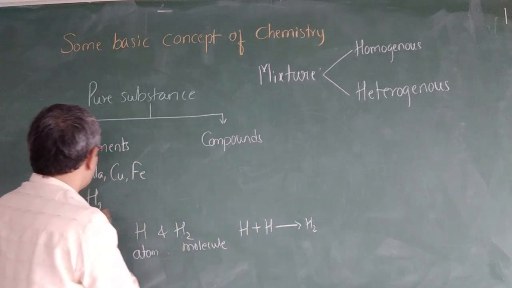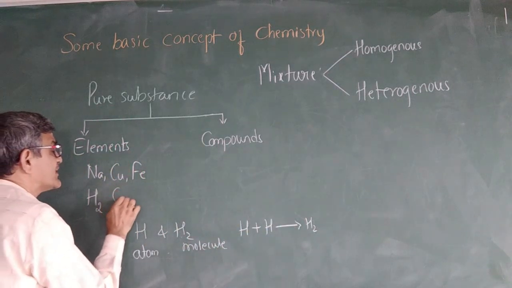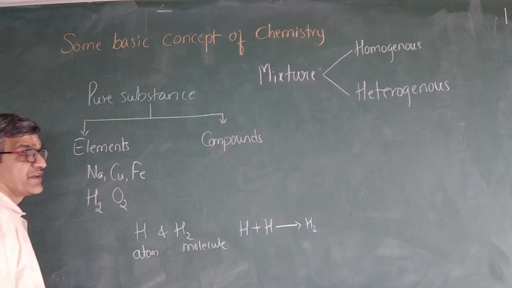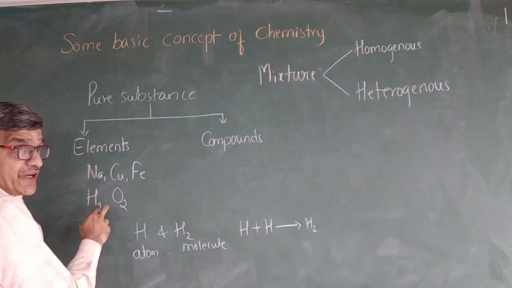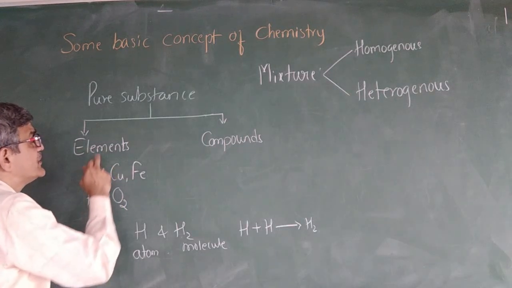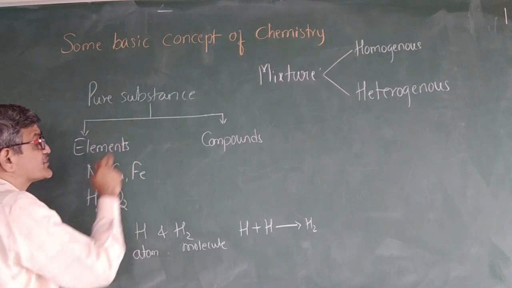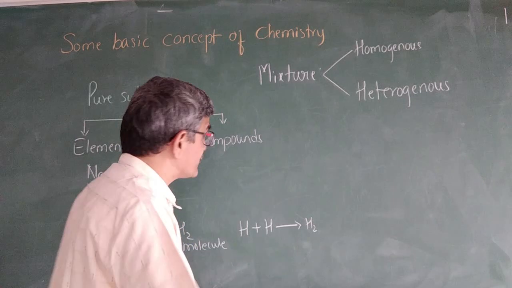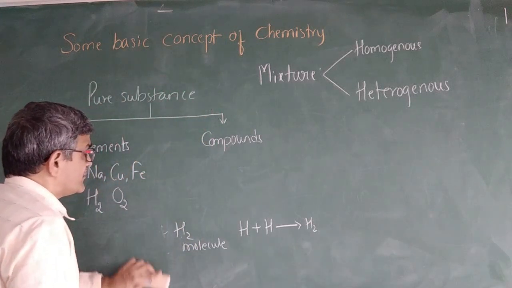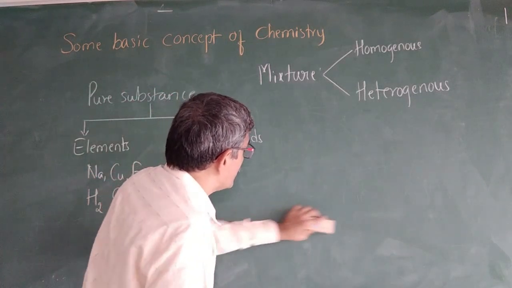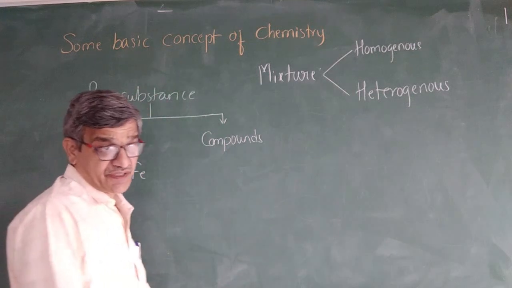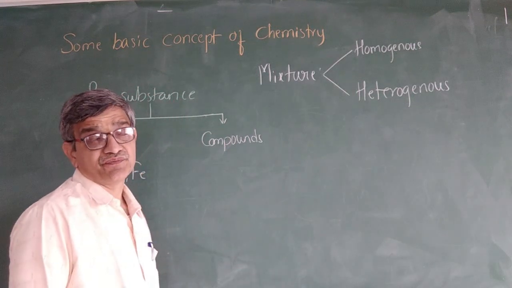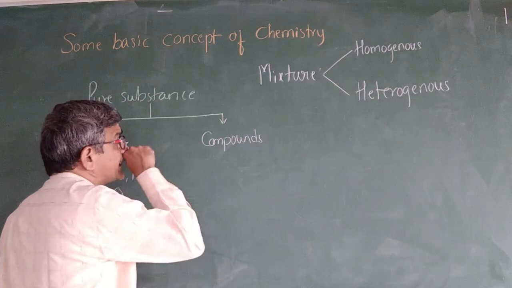Okay. So similarly oxygen is given. Having only one component or element, that is nothing but elements. That is a pure substance. Then what do you mean by compounds? Compounds are those which have two or more elements in a definite composition. Okay, that is known as a compound.